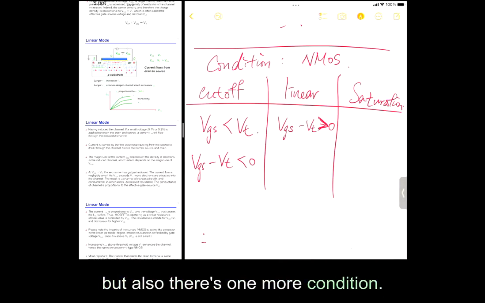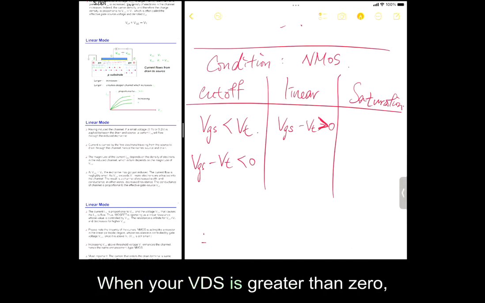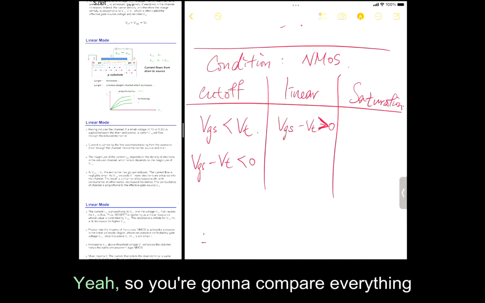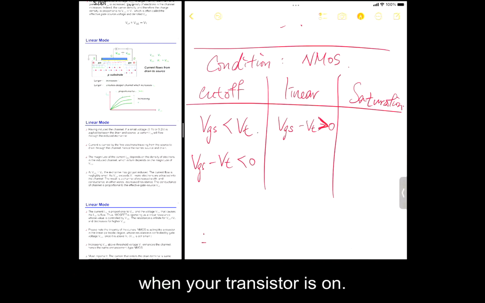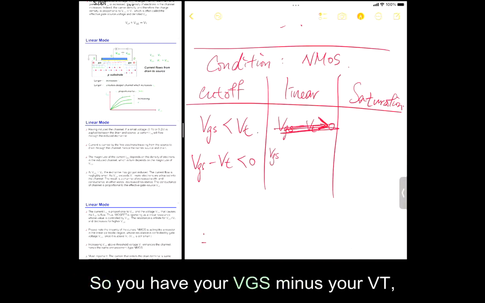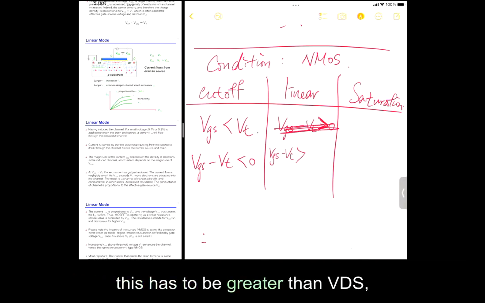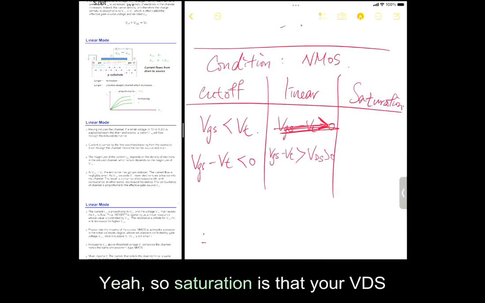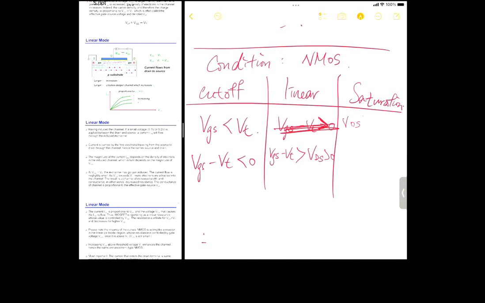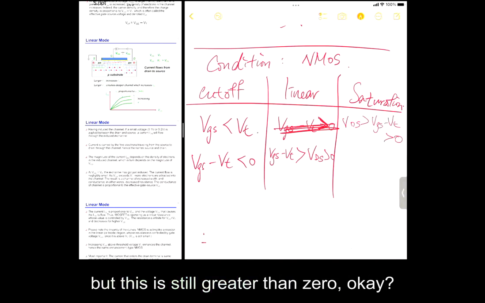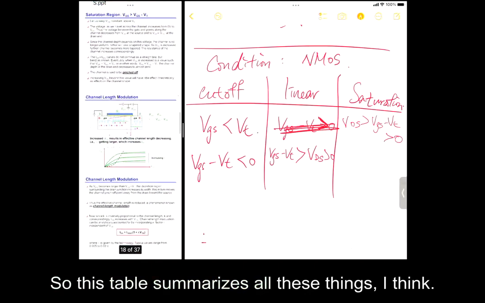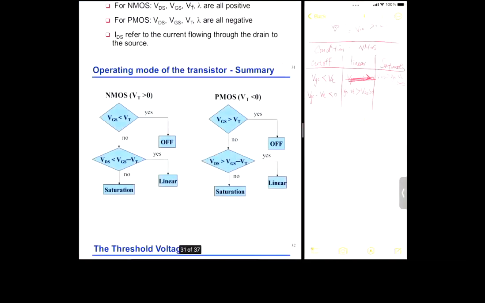But there's also one more condition: when your VDS is greater than 0. Not exactly, but that could be one of those as well. You're going to compare everything when your transistor is on. So you have your VGS minus your VT. This has to be greater than VDS, and this has to be greater than 0. Saturation is when your VDS is greater than your VGS minus VT, but this is still greater than 0. So this table summarizes all these things.